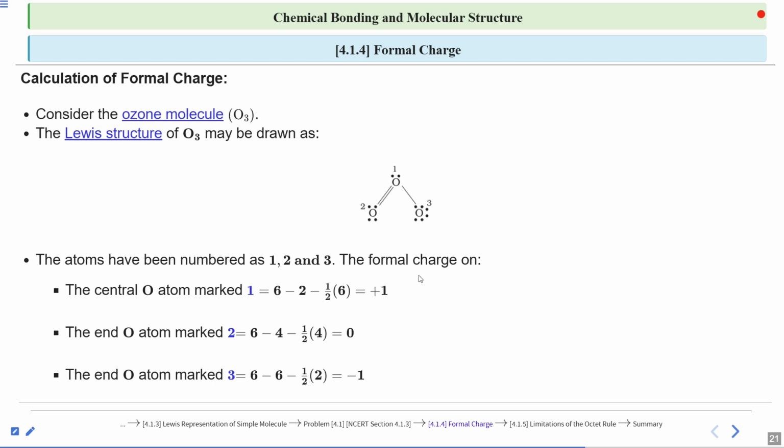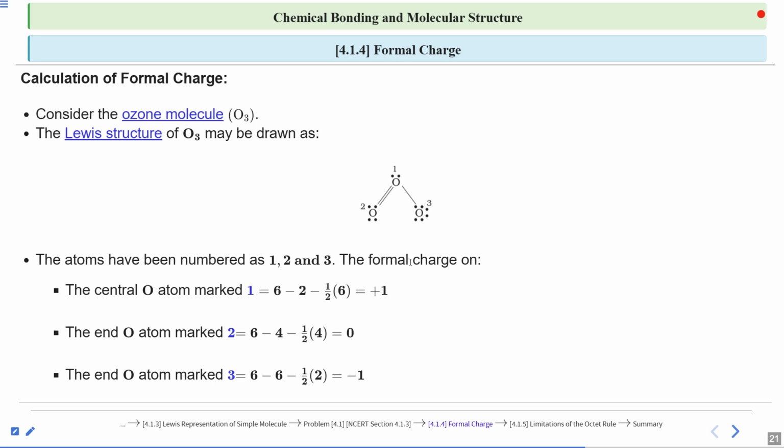How? Again, use that simple formula. 6 is the number of valence electrons, that would be the same, minus the number of non-bonded electrons. So 1, 2, 3, 4, 5, 6. These 6 electrons are not involved in bonding, so do not count them when you are counting the number of non-bonded electrons. Minus half the number of bonded electrons. Since this third oxygen is having one single bond, the number of bonded electrons is 2. Divided by 2, that will give you -1. So on one it is +1, on one it is 0, and on the third one it is -1.